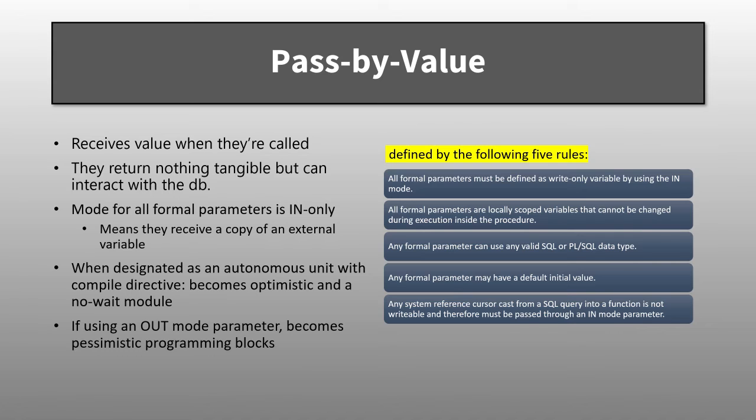Like functions, procedures have pass-by value or pass-by reference. So I just wanted to review that real quickly. A pass-by value is where a value is used, where they're called, receives a value. It can interact with the database, but they don't really. It's not a variable that you're going to change. It's an in-only variable. It means a copy of an external variable.